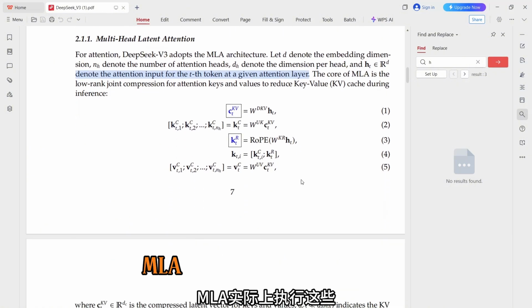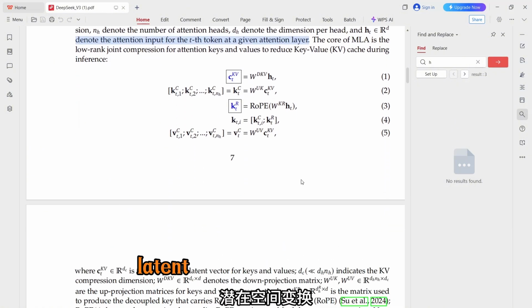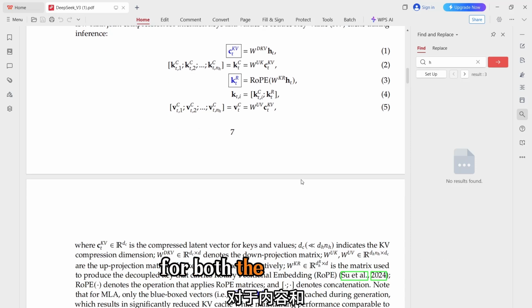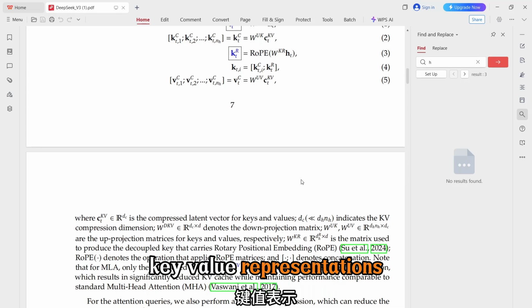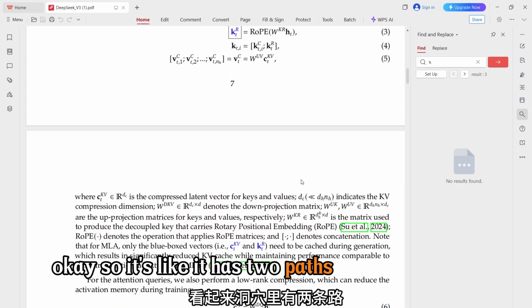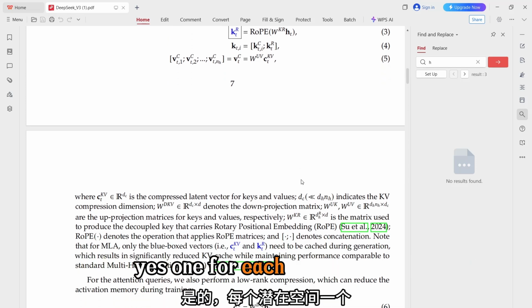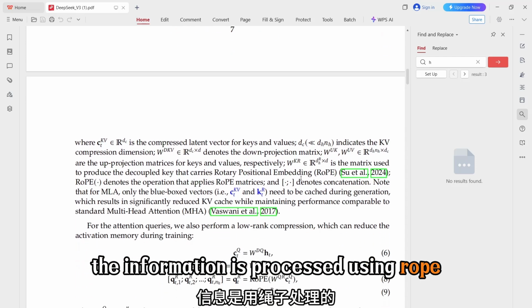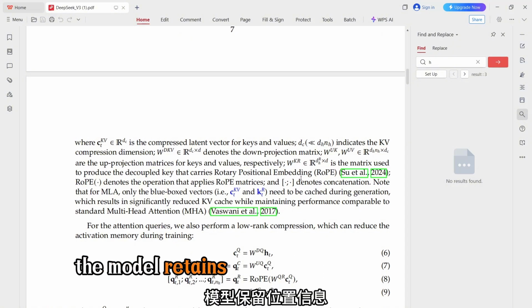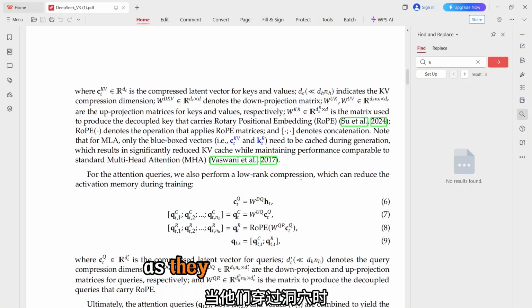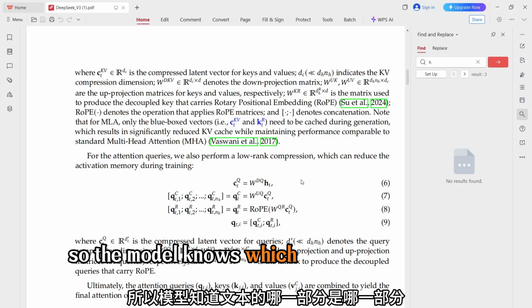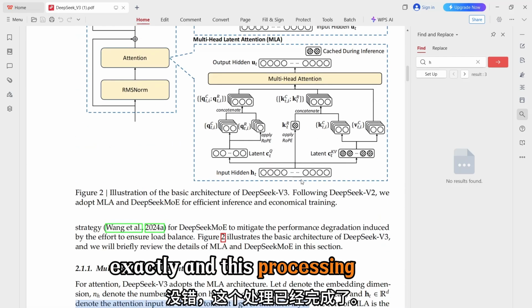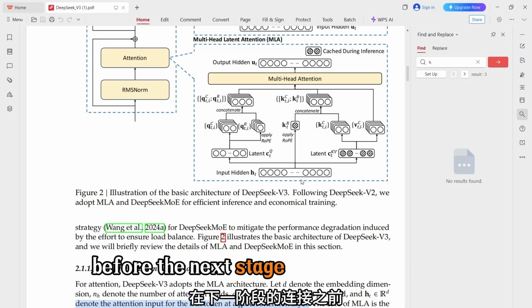Okay, so how does MLA actually perform these latent space transformations? Well, the input undergoes parallel processing for both the content and key value representations. So it's like it has two paths within that cave. Yes, one for each latent space. And within those spaces, the information is processed using RoPE. That's right. This ensures that the model retains the positional information as they go through the cave. So the model knows which part of the text is which as it is inside that cave. Exactly. And this processing is done before the next stage of concatenation.